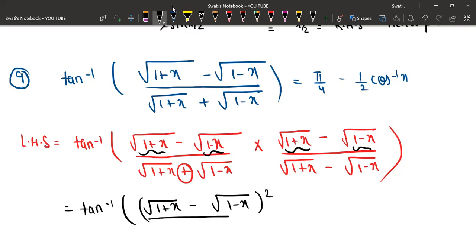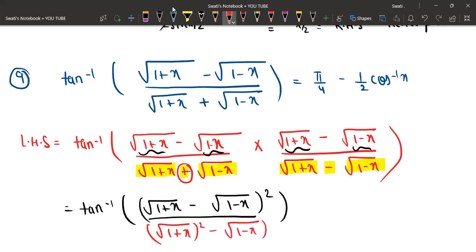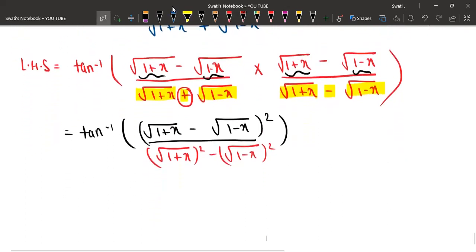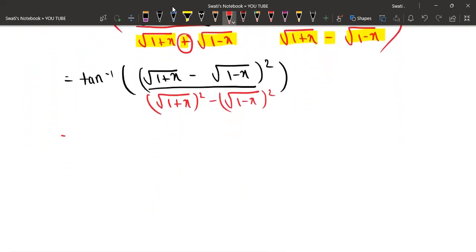And in the denominator, we are having a little different form, and that is we are having a plus b into a minus b. We know that there is a formula for a plus b into a minus b, and that is a square minus b square. So this will become root over 1 plus x whole square minus root over 1 minus x whole square.